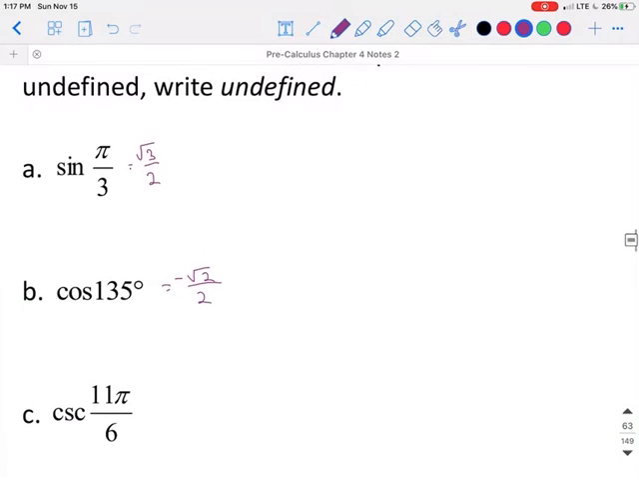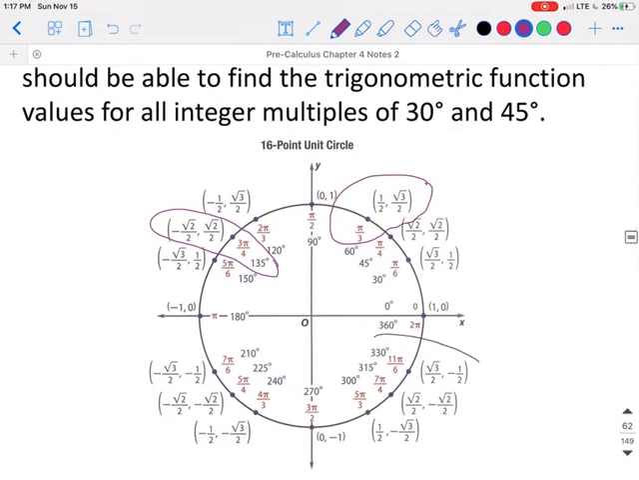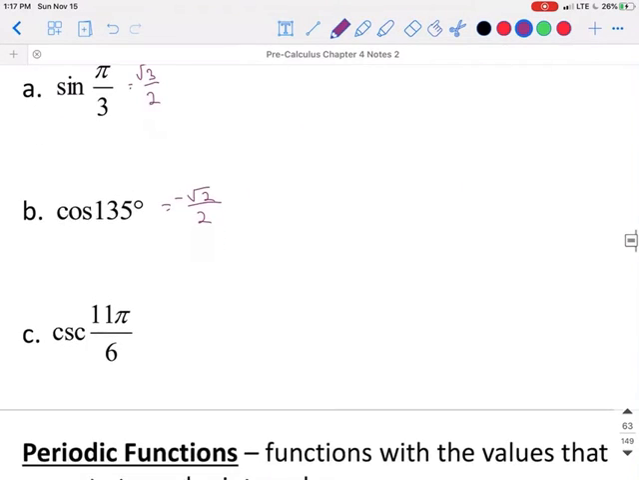And the cosecant of 11 pi over 6. 11 pi over 6 is right here. Cosecant is just the reciprocal of sine, and sine is the y value. So the y value at 11 pi over 6 is negative 1/2. So since the sine of 11 pi over 6 is negative 1/2, to find the cosecant, we just find the reciprocal of that, or negative 2 over 1, which can just be simplified to be negative 2.